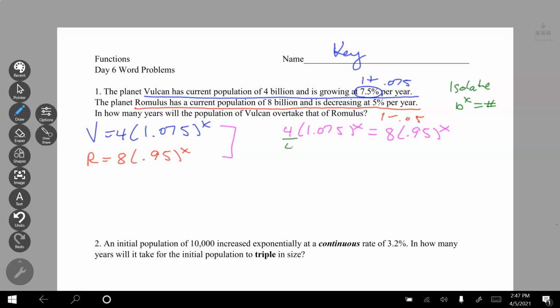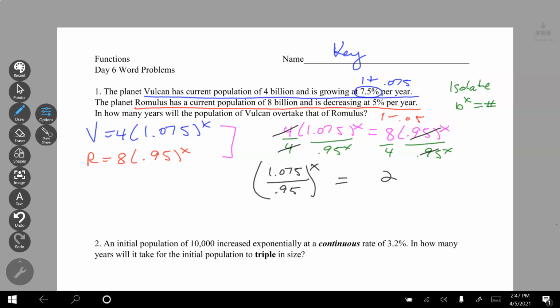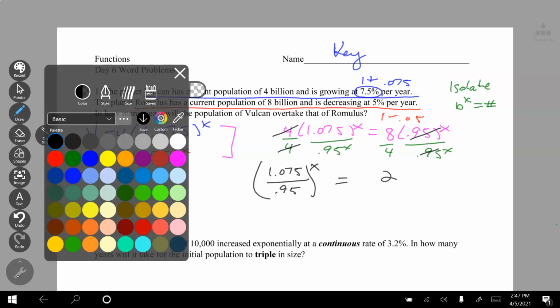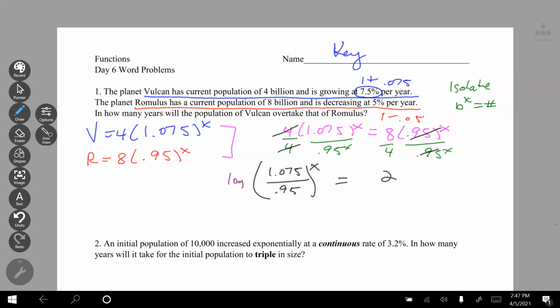So what I'm going to do, I'm going to divide by 4, I'm going to divide by 0.95 to the x, and when I rewrite this, these cancel, I have 1.075 over 0.95, both are being raised to the x, is equal to 2. Now what I can do is log both sides, and this x jumps up in front.